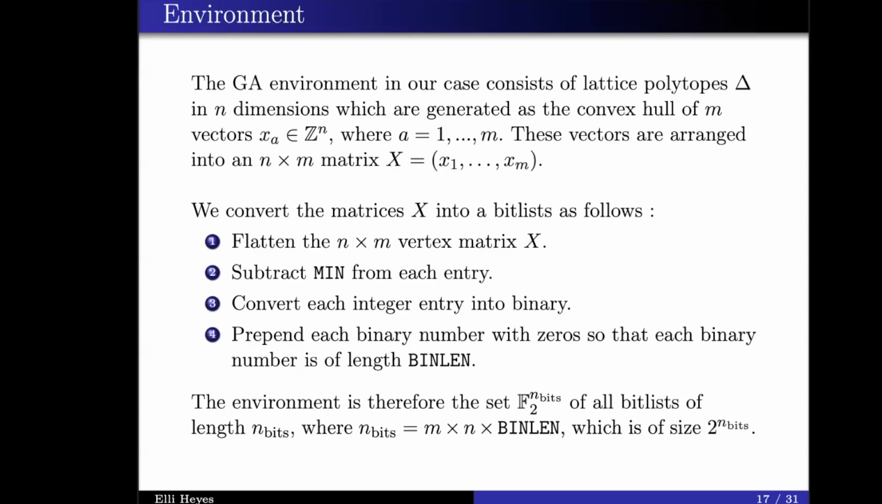That means our environment consists of all possible bit lists of a set length, and the length is defined by the dimension times the maximum number of vertices times the binary length. Then, because a bit can either be a zero or one, there are two possibilities, so the size of the environment is 2 to the power of the length of the bit list.